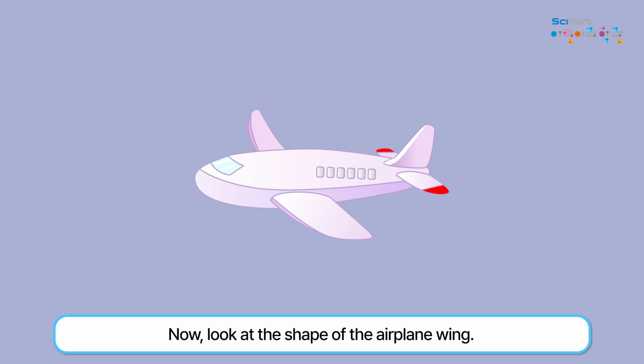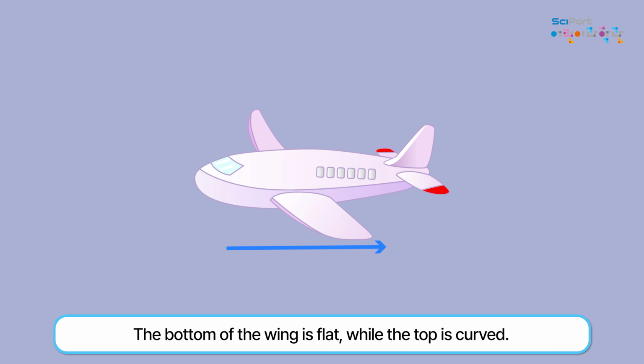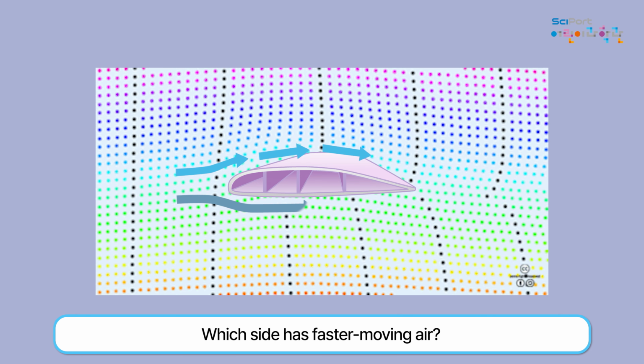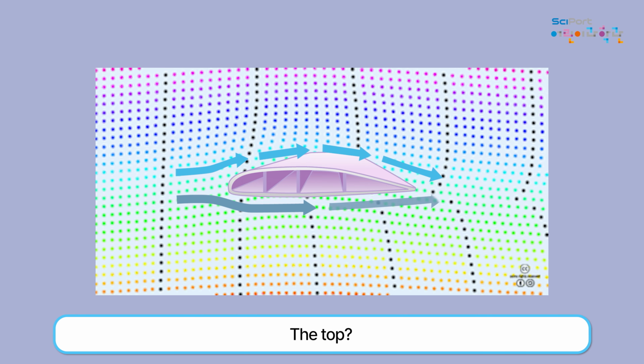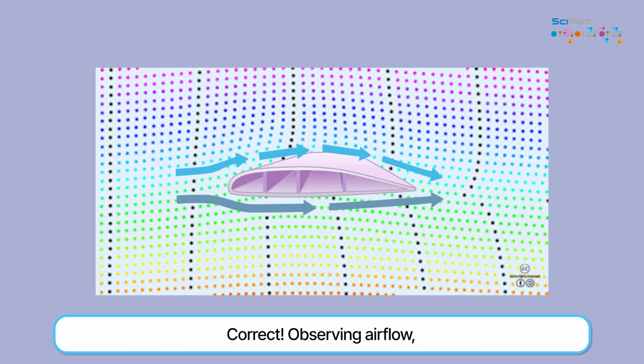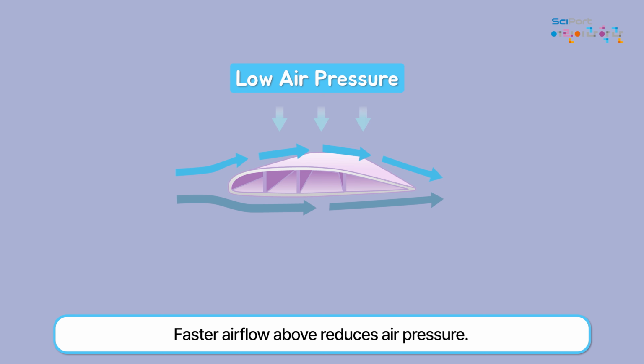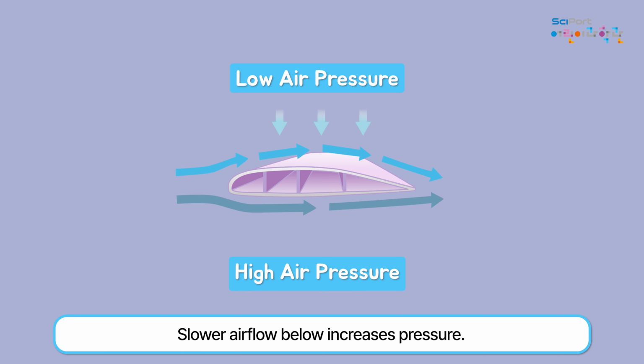Now, look at the shape of the airplane wing. The bottom of the wing is flat, while the top is curved. This streamlined cross-section is called an airfoil. As the airplane speeds up, the air moves at different speeds above and below the wing. Which side has faster moving air? The top? Correct! Observing airflow, the air above the curved top flows faster. Faster airflow above reduces air pressure. Slower airflow below increases pressure.